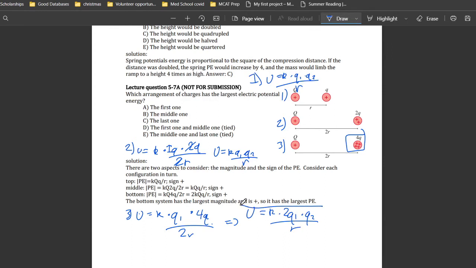And if we compare this equation to the simplified versions of the first two, we see that the third system has twice the electrical potential energy as the first two systems, meaning that C is the correct answer. The other two are not the correct answer because they have less qualitative electrical potential energy. So A is false, B is false, and D and E are false because the middle one has less electrical potential energy compared to the last scenario, and the first two have overall less electrical potential energy compared to the third one, meaning that C is true.